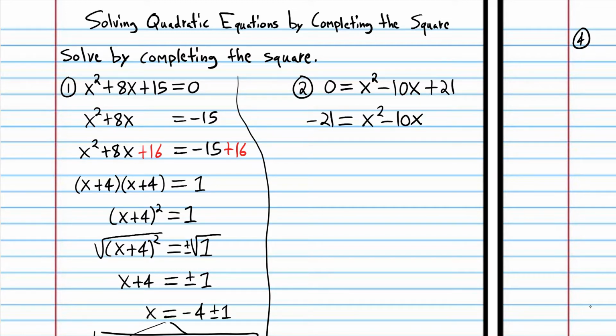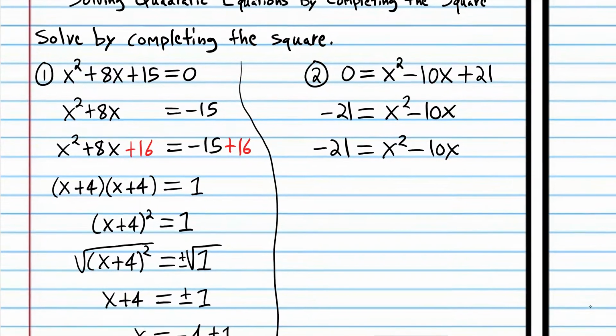So we just move that number over to the other side. And now, just for your sake, we're going to rewrite it. We don't really need to rewrite it, but... And here's the big part where we're going to complete the square. Remember, we dealt with the 8 here. The negative 10 is going to tell us how to complete the square.